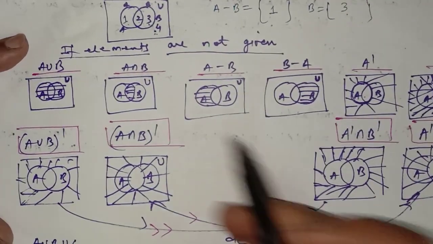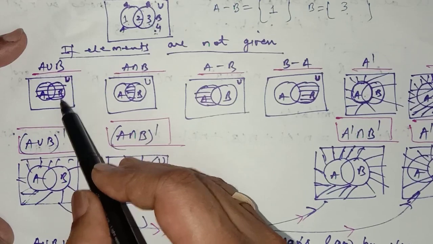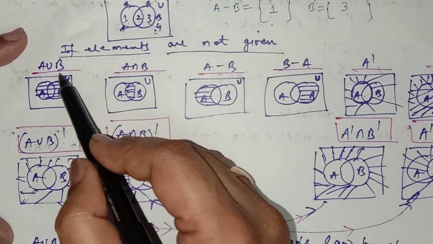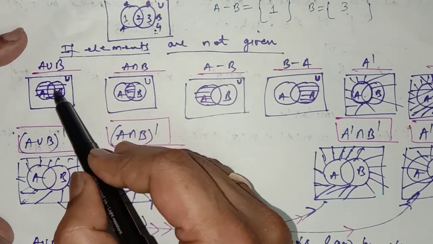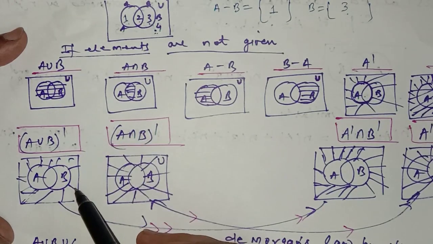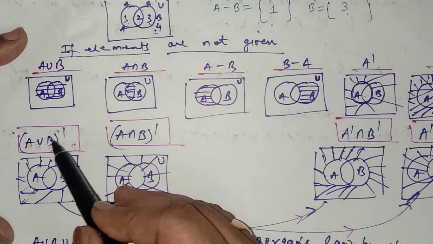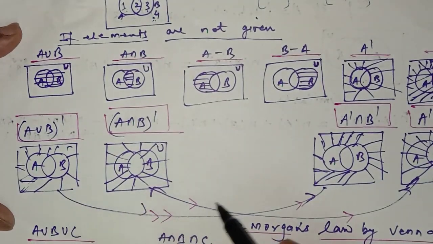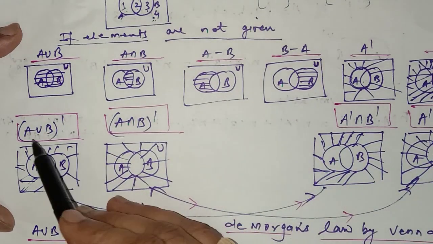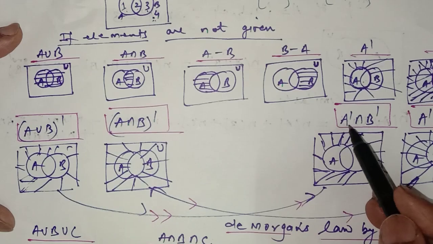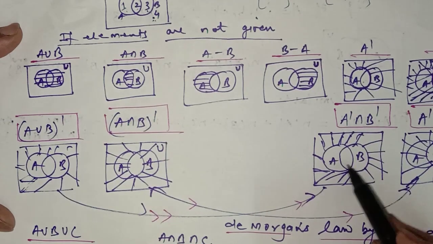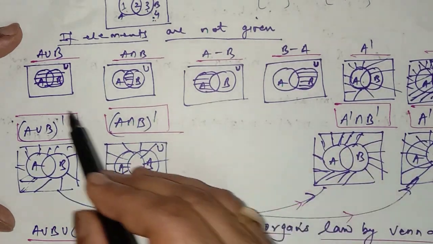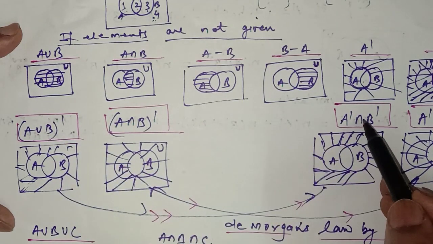Now if I find A union B whole complement, what will we get? All the portion except this. See it very carefully. A union B whole complement is everything except this, and this is coming out to be equal to A complement intersection B complement. The Venn diagrams of these two are the same, and this is De Morgan's law, which we have already proved in the last lecture.